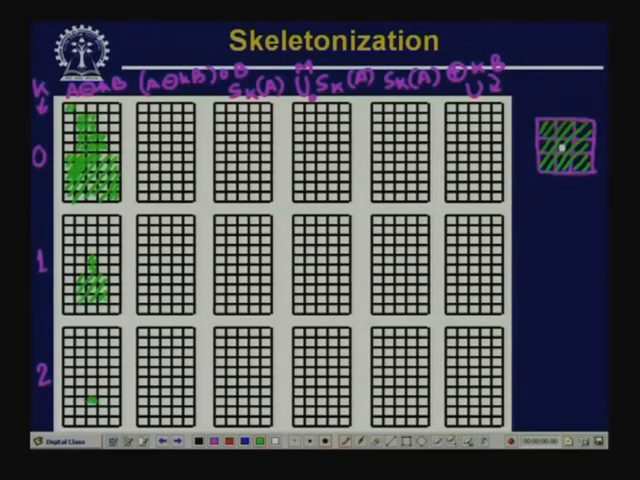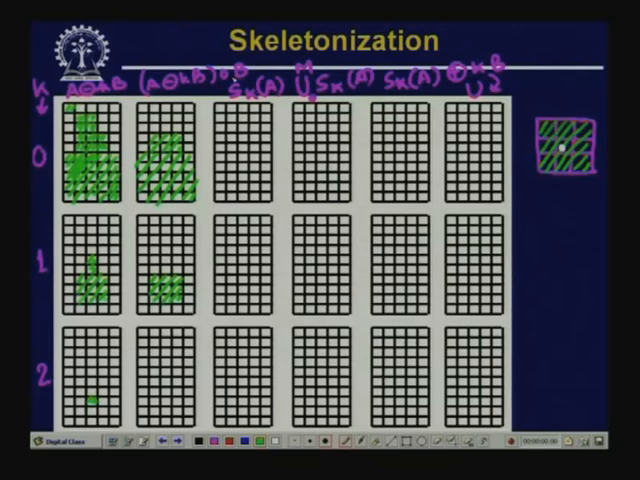On this column, if I perform the opening operation on these successively eroded images, then what I get over here is like this. In this particular case, what I will get is this, and here this will be a null set. I will not get any point in this case, that is, after eroding twice and then doing the opening with this structuring element B.